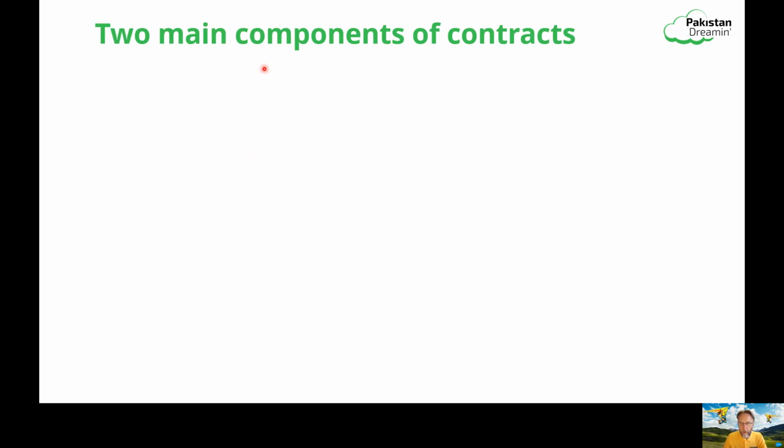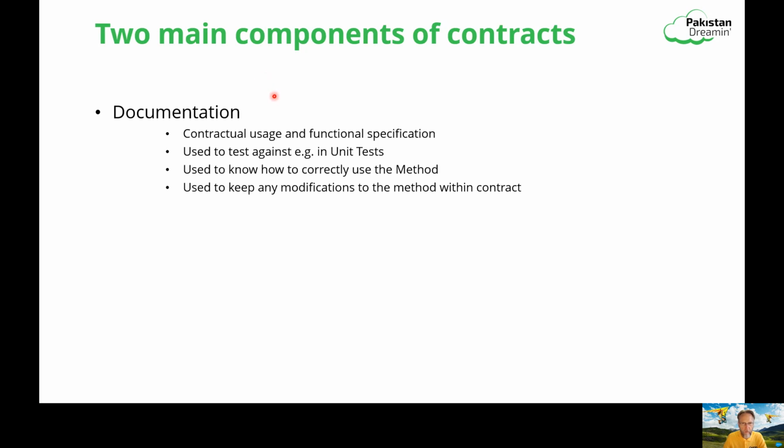Another aspect of contracts I want to point out: there are two main sides of contracts. You have the documentation side and your in-code checks. So just focusing on the documentation to start with, the documentation provides your functional specification, in effect, your contract for the usage of the method.